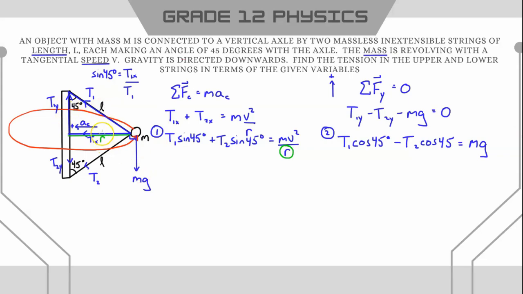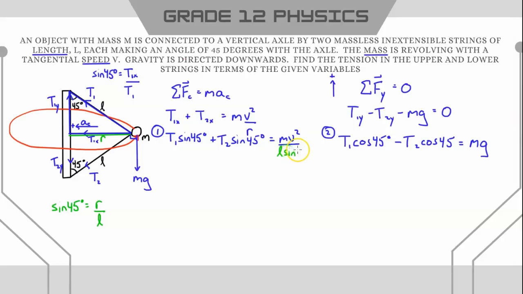So we're just solving another right angle triangle, where the sine of 45 degrees is equal to the opposite, r, over the hypotenuse, L. So r just equals L sine 45. So this equation we can simplify a little bit. Instead of r, let's replace it with L sine of 45. And that can actually help us to simplify this a little bit.